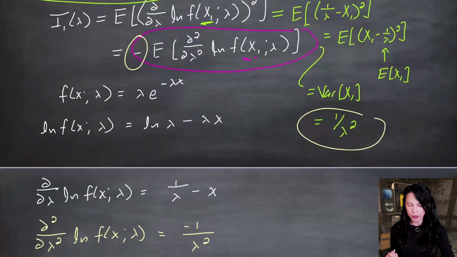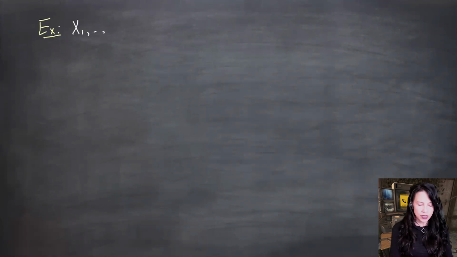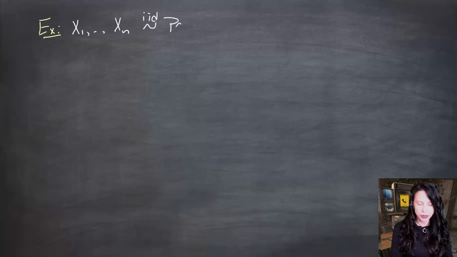Let's do one more example from scratch rather than just matching up with an example we've already done. Suppose that x1 through xn are IID Pareto with parameter gamma.